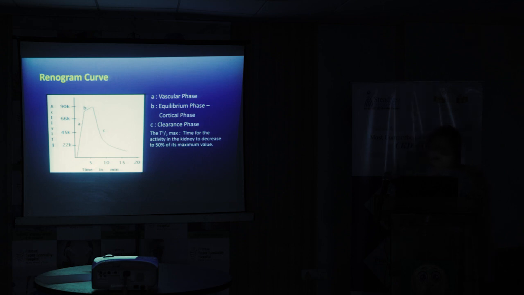Now this renogram curve is a curve which you will often see on your DTPA reports. If you look at this curve, it has three parts. It's actually got four parts. The first minute is the renal vascular phase, where you just injected intravenously, it goes into the heart, the aorta, and the renal artery. There's a renal blush, and that's your first pass.